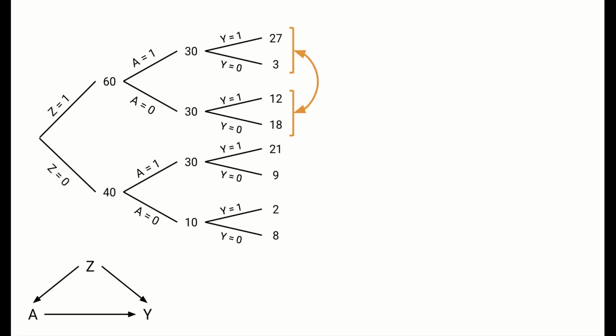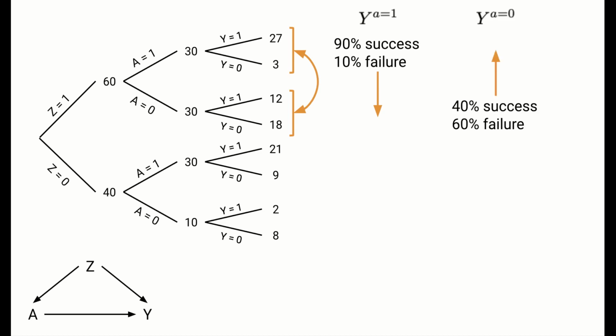This means that within Z equals 1 and within Z equals 0, the observed outcome distributions accurately represent the missing potential outcomes. In other words, the 90% success rate for the treated within Z equals 1 accurately represents the treated potential outcome distribution in this Z equals 1 subgroup. This 90% should accurately reflect the missing treated potential outcomes among the untreated. Similarly, the 40% success rate for the untreated accurately represents the YA equals 0 potential outcome distribution in this Z equals 1 subgroup. This 40% should accurately represent the missing, untreated potential outcome distribution among the treated.